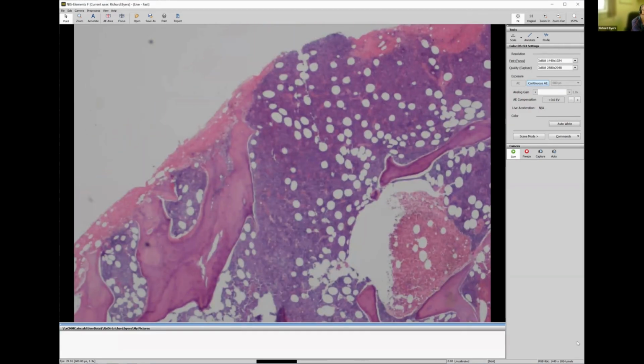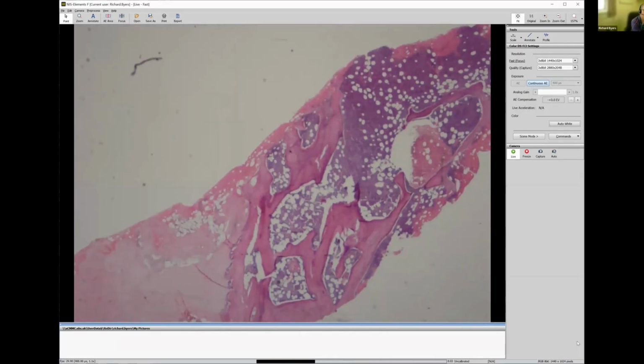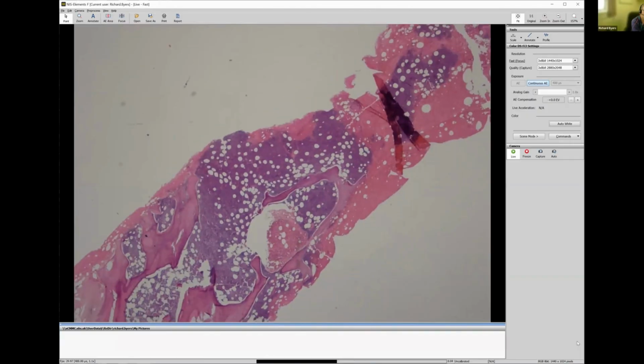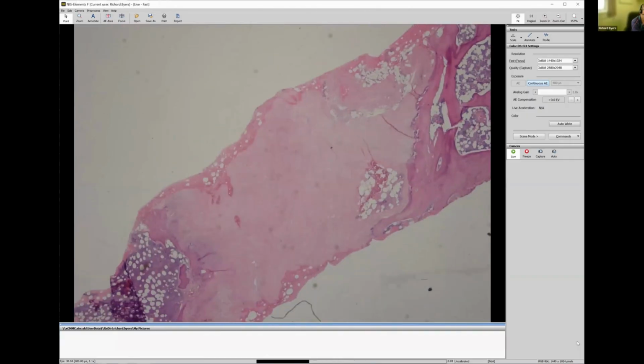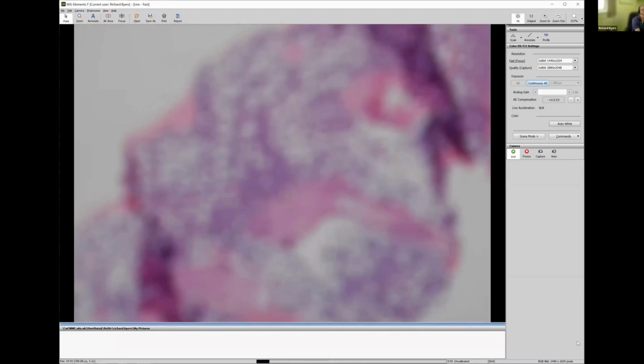So I think, looking at the whole thing, it's definitely adequate. It's an adequate core. It's a very interesting case actually. There's a little bit of periosteum in the middle, but otherwise plenty of material to go at, and it is hypercellular.